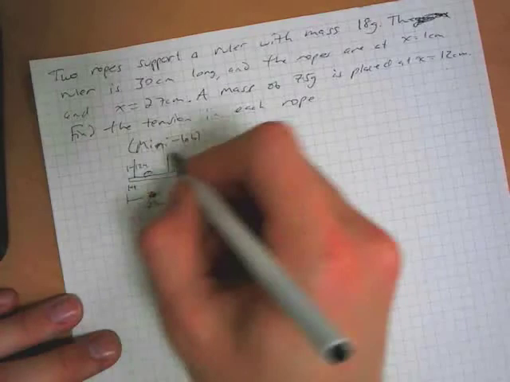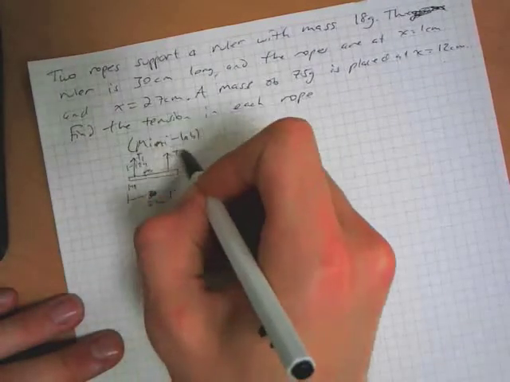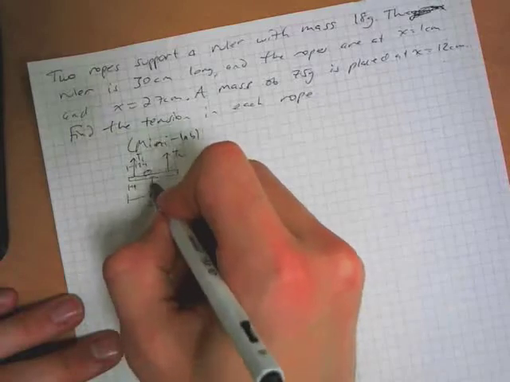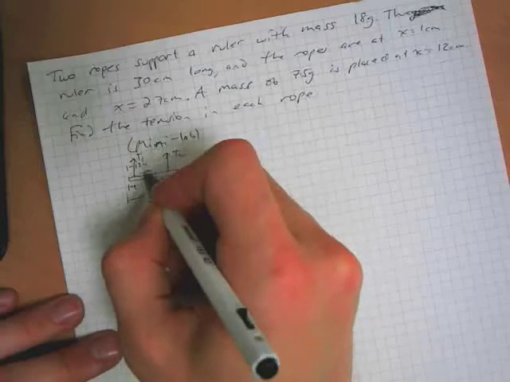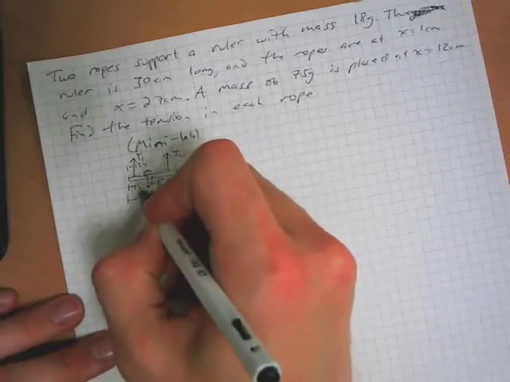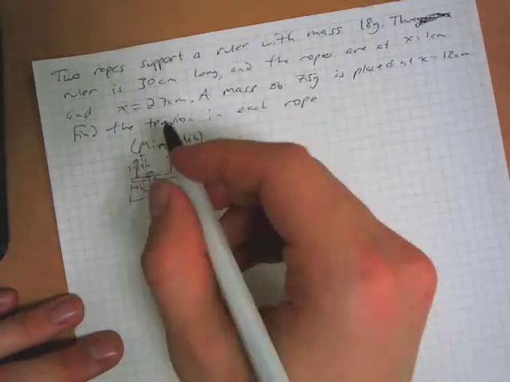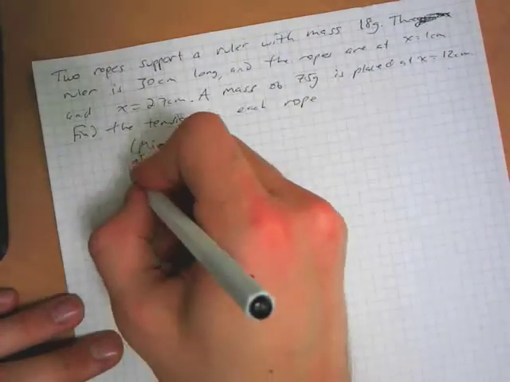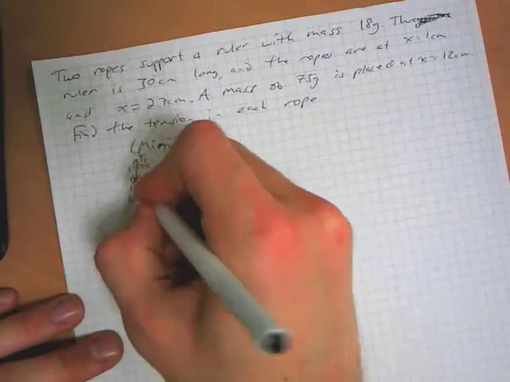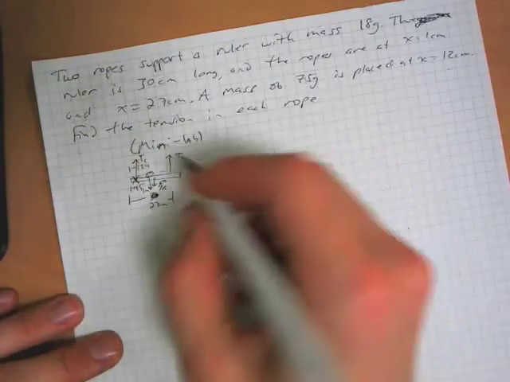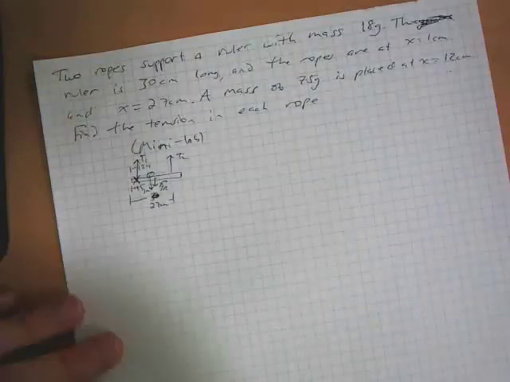All right, so we have two tension forces, T1, T2. We've got gravitational force on the ruler, and then we've got gravitational force on this mass, whatever that might be. And our first step is to pick a pivot point. Easiest thing to do is put it where one of the ropes is attached. It doesn't matter which one, I'll just choose the left one. And then start writing our equations.